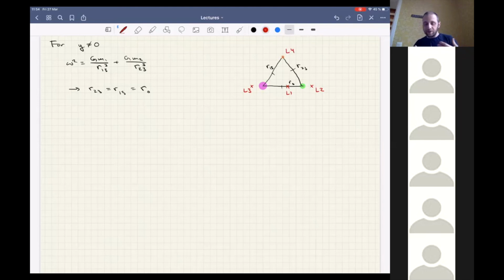But there is also an additional possibility of making an equilateral triangle, and that's to have this mass on the opposite side. So we have the fifth Lagrange point here. So in general, we have 5 possible stationary solutions for this three-body problem. Any questions?